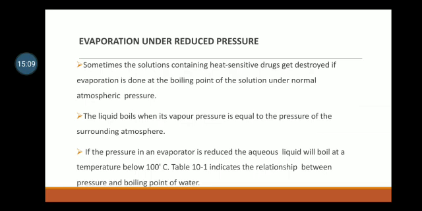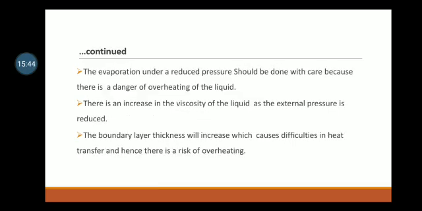Evaporation under reduced pressure. Sometimes solutions containing heat sensitive drugs get destroyed if evaporation is done at the boiling point of the solution under normal atmospheric pressure. The liquid boils when its vapor pressure is equal to the pressure of the surrounding atmosphere. If the pressure in an evaporator is reduced, the aqueous liquid will boil at a temperature below 100 degrees Celsius. Table 10.1 indicates the relationship between pressure and boiling point of water.